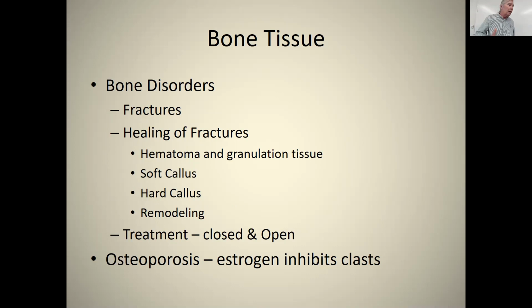Osteoporosis is a loss of bone tissue with age. It can happen in both genders, but it's more common in women because estrogen inhibits osteoclasts. Therefore, after menopause, women's estrogen level goes way down, and osteoclasts get carried away, and they start breaking down more bone than they should. So a lot of older women get estrogen supplements to try to prevent that.